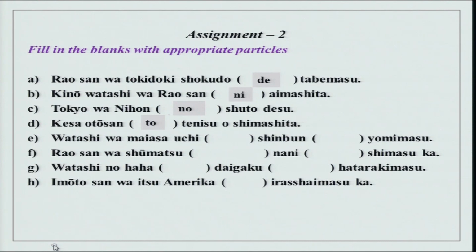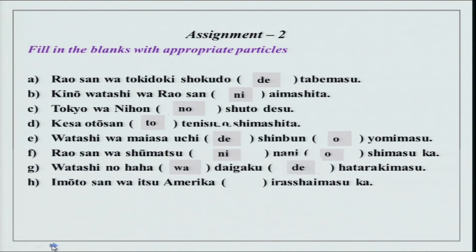Watashi wa mai asa uchi de shinbun o yomimasu. I read the paper every day at home. Then we have Rao-san wa shumatsu ni nani o shimasu ka? Shumatsu is time expression. So, with time expression it is always ni. Then we have watashi no haha wa daigaku ni hatarakimasu.